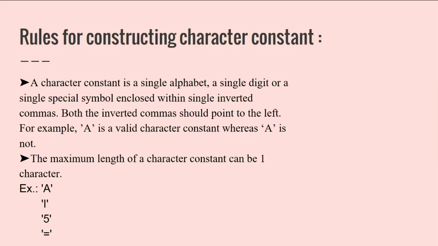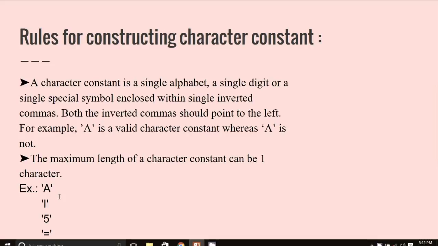So finally, rules for constructing a character constant. Very simple. A character can be an alphabet, a digit, or a special symbol. And the condition is we need to enclose it within two single quotes, that is a pair of single quotes like this. These are the examples.